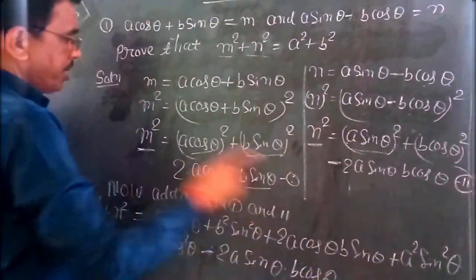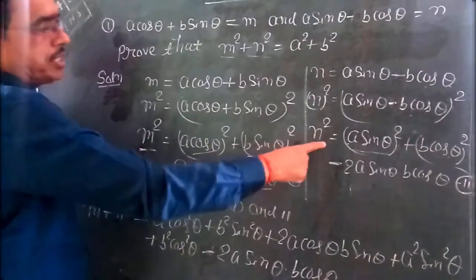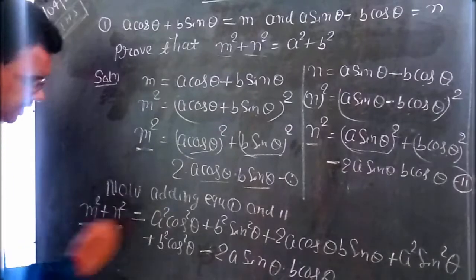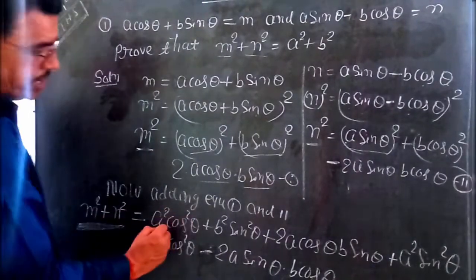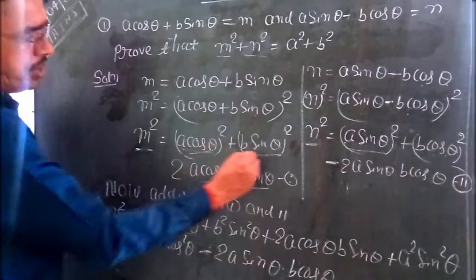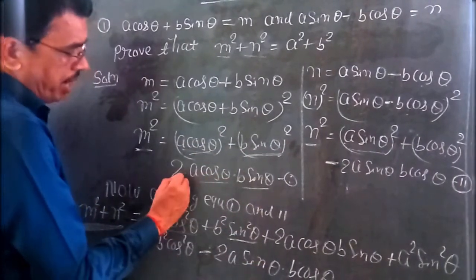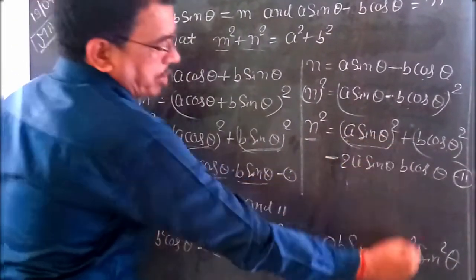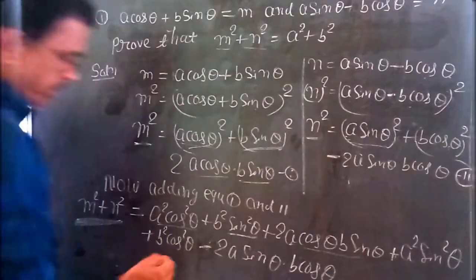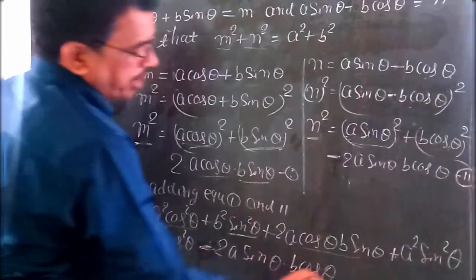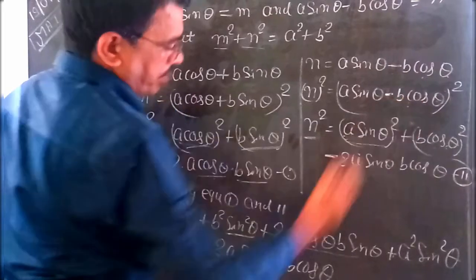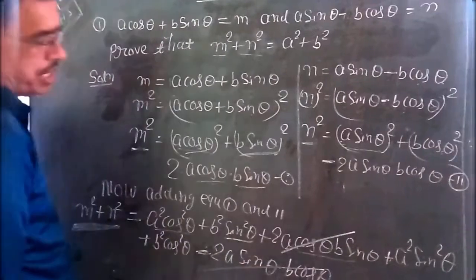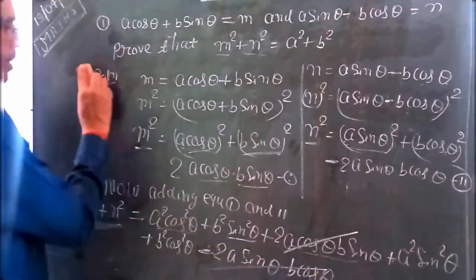So you are adding equation first and second, LHS side and RHS side. So m square plus n square. It is LHS, m square plus n square, and RHS is a square cos square theta, b square sin square theta, plus 2a cos theta b sin theta. Similarly here, a square sin square theta, b square cos square theta minus 2a sin theta b cos theta, because here is a minus b whole square. Then this 2a cos theta sin theta, plus and minus, cancel.